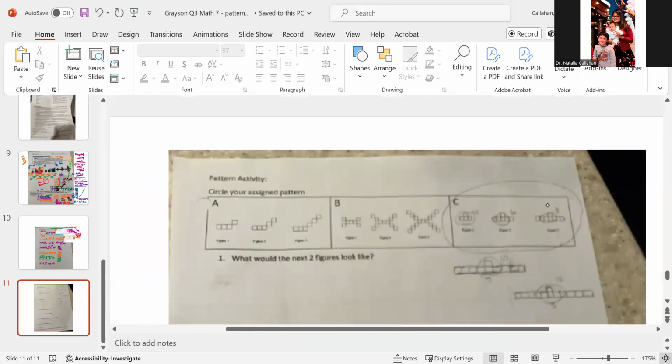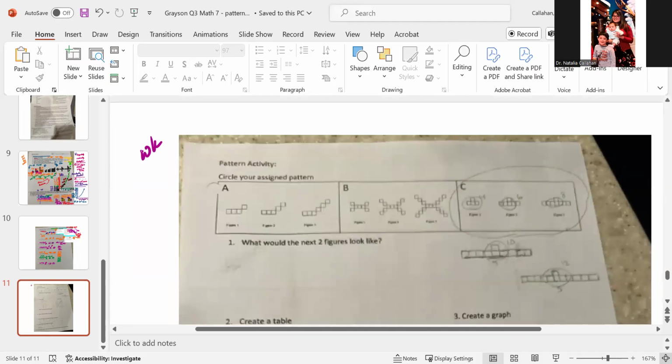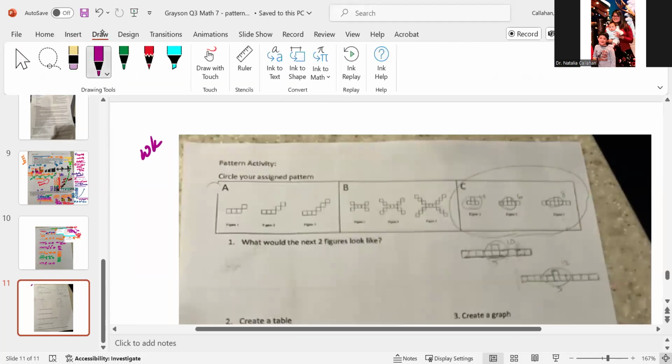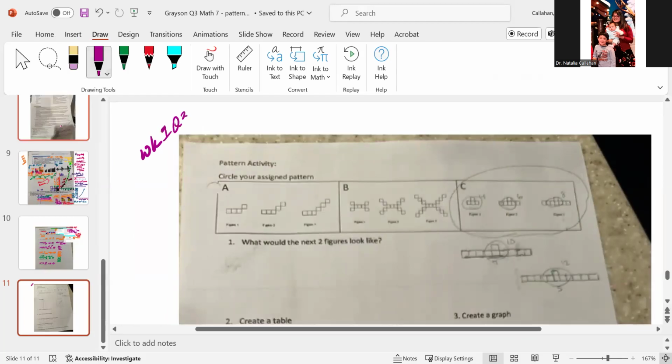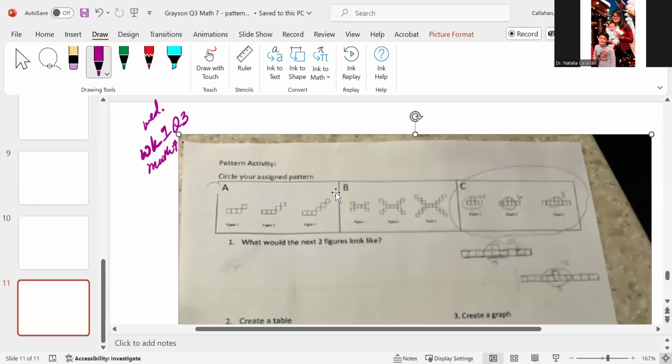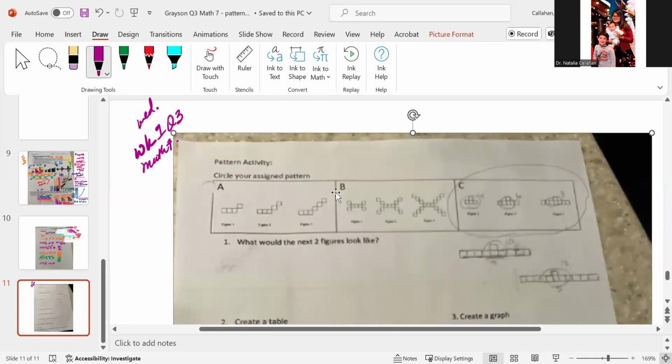Okay, so this is week one, quarter 3, math 7, and it is the homework for Wednesday. So it says circle your assigned pattern. So which one are we doing?